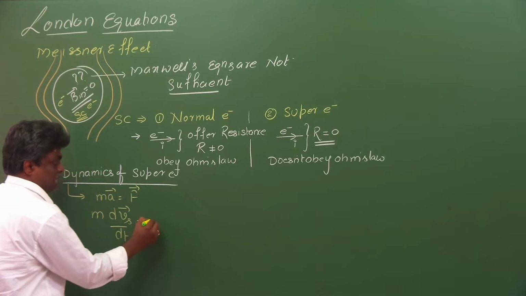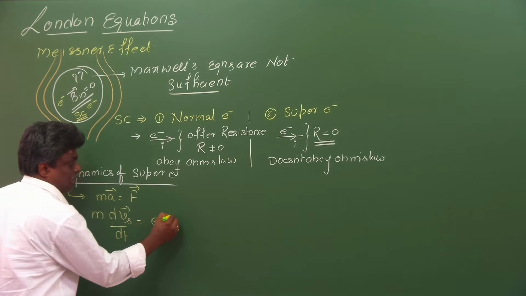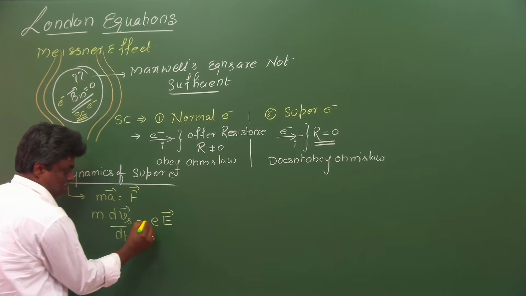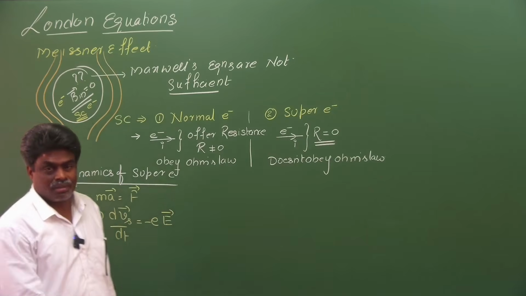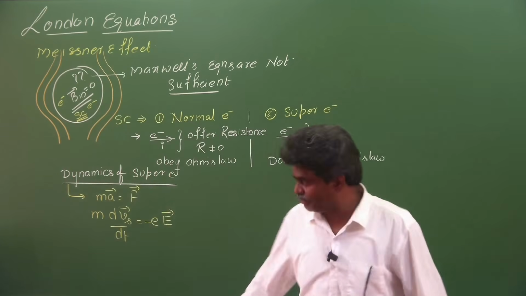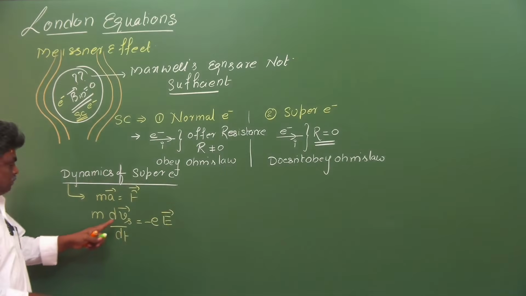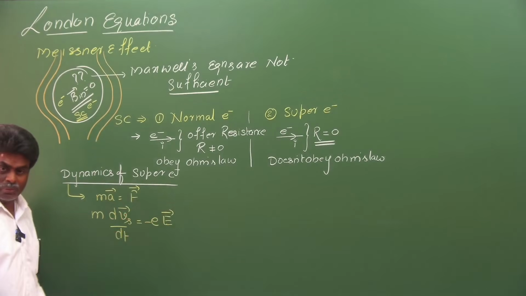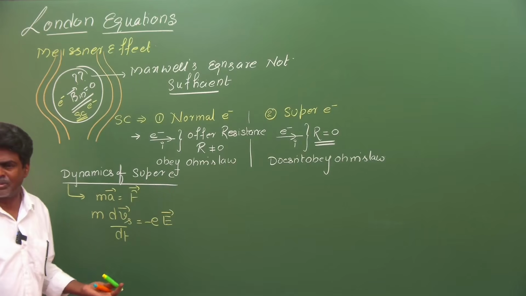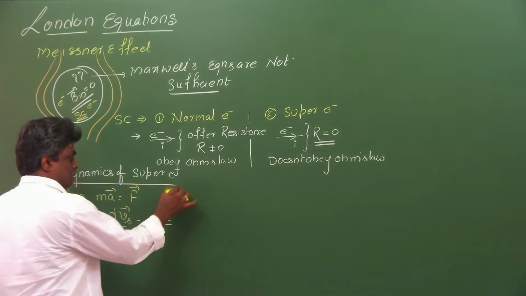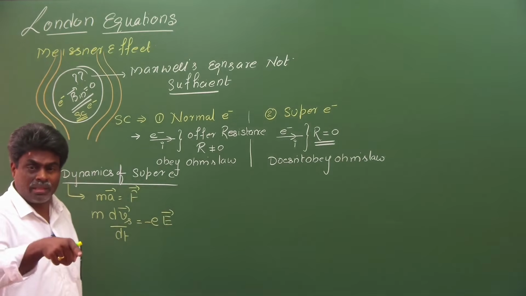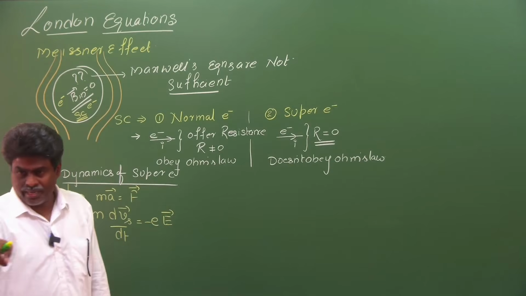What is the force here? E bar. Minus, because the charge is negative. So this is Newton's second law: m dvs bar by dt equal to minus eE bar. Any doubts? Sir, which electric field? The electron is moving in the lattice, in the field of the positive ions. Is that clear?